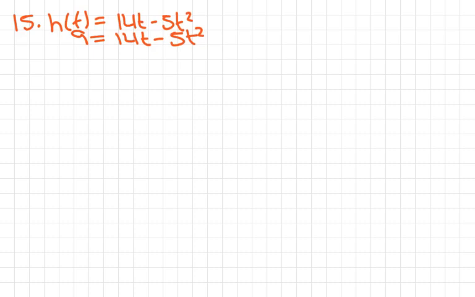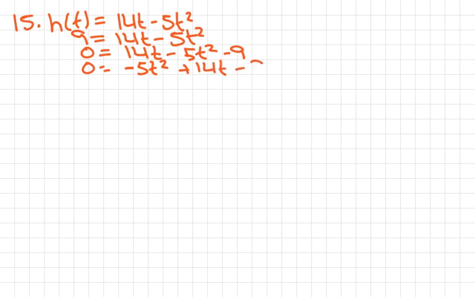And then I'm going to rearrange this equation so it's in standard form. So subtract 9 from both sides. 0 equals 14t minus 5t squared minus 9. And then rearrange it so the t squared comes first. So negative 5t squared plus 14t minus 9.